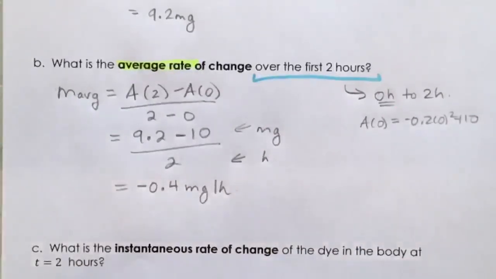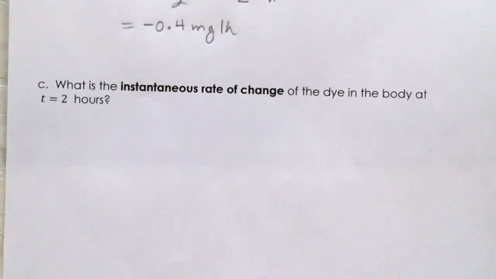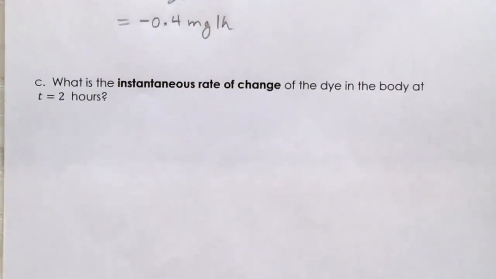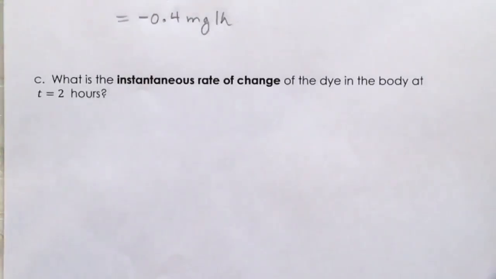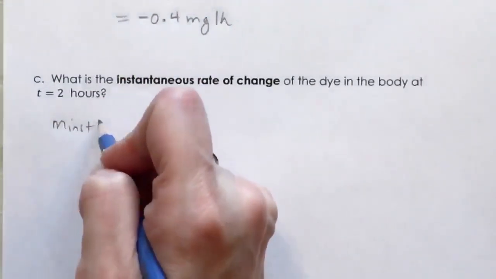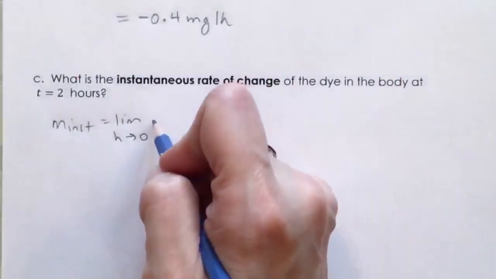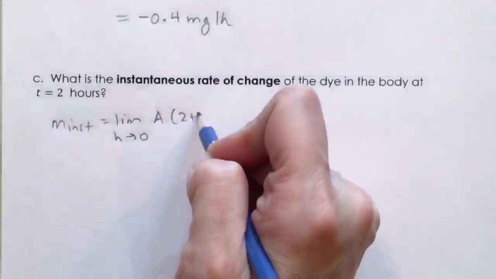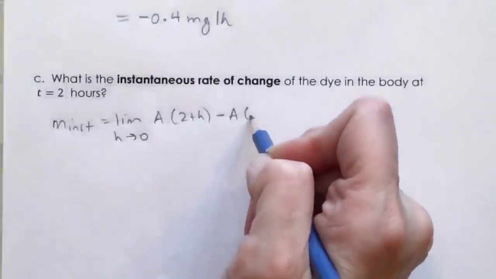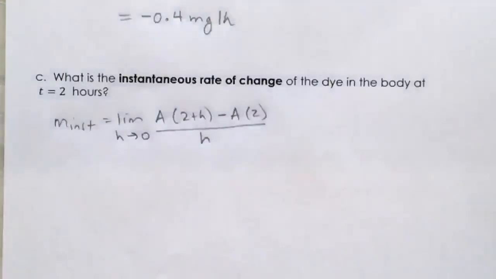Okay. And then part C, what is the instantaneous rate of change of the dye in the body at t equals 2 hours? So that's going to be our m if we want instantaneous. So now we introduce the limit as h approaches 0 of (A(2 + h) - A(2)) over h. So then we're going to have to figure out what A(2 + h) is.